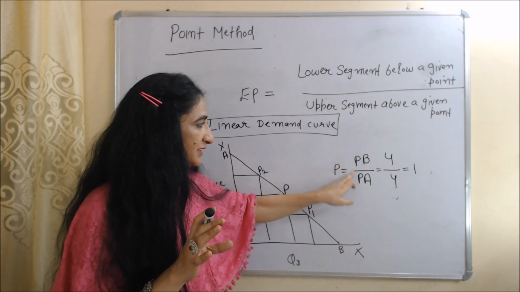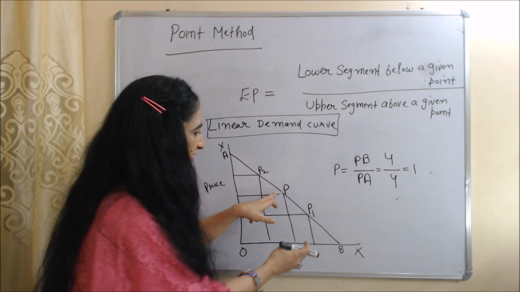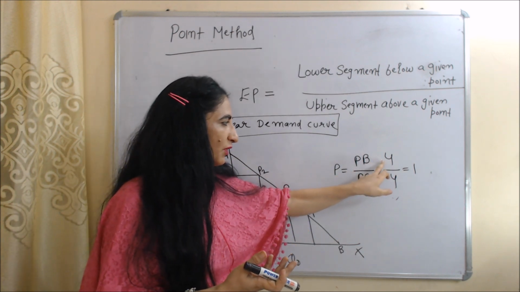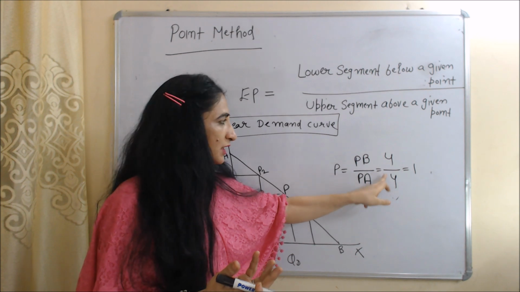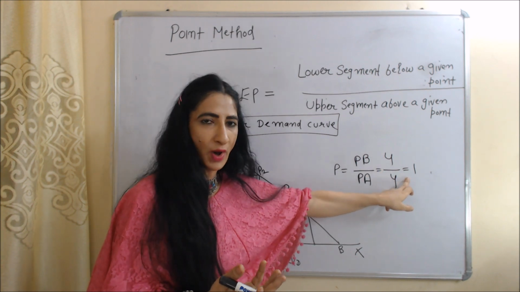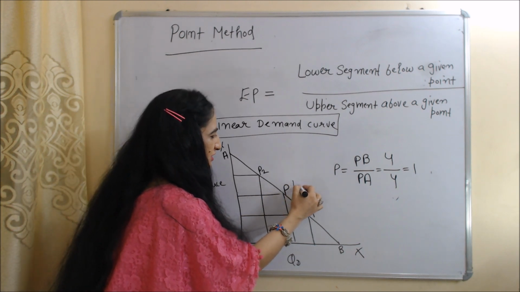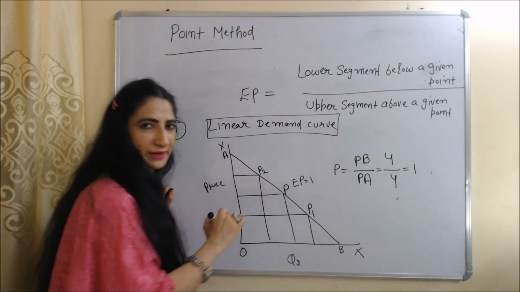So PB divided by PA. You can see PB is equal to PA. Suppose PB is 4, so PA is also 4. 4 divided by 4 is equal to 1. So we can say that at this P point, price elasticity of demand is equal to 1.